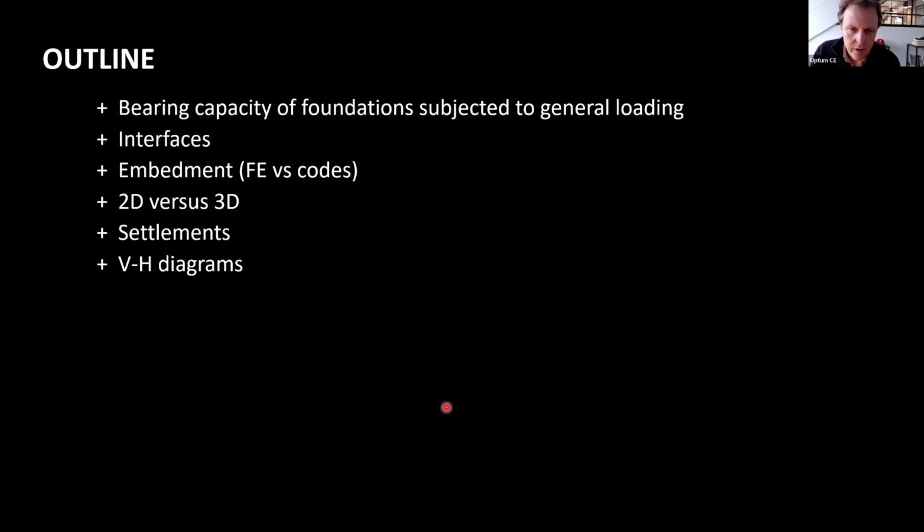So it's first of all bearing capacity of foundations, objectives of general loading. Then there's something on interfaces that I would like to say a few words about. Embedment is also something that is not really particular to GX, but worth being mindful of, how it can be handled in FE, and how it's handled in the codes of practice. Then 2D versus 3D settlements, and finally something on generation of VH diagrams, or actually VHM diagrams, for a foundation subjected to combined loading.